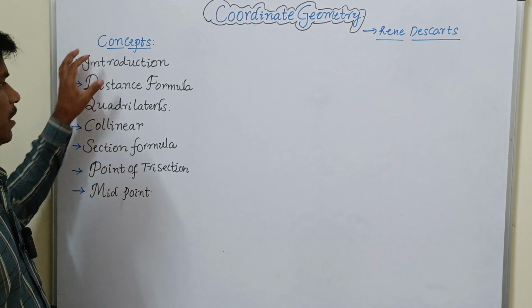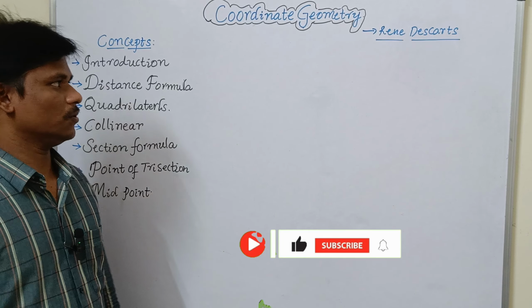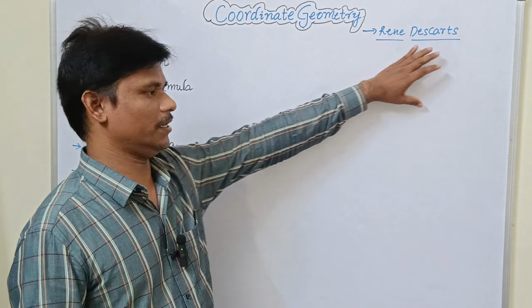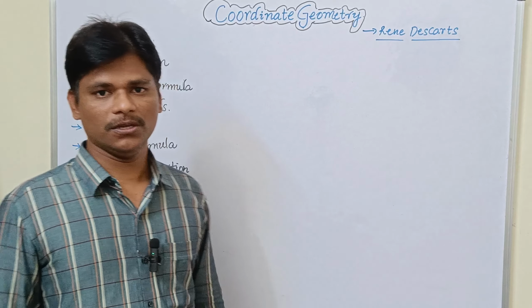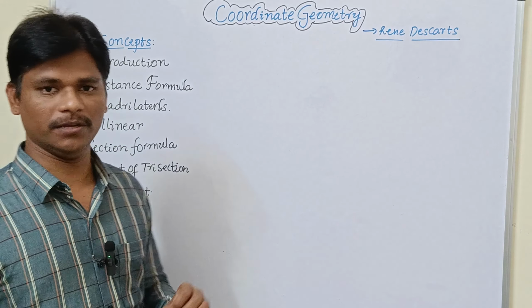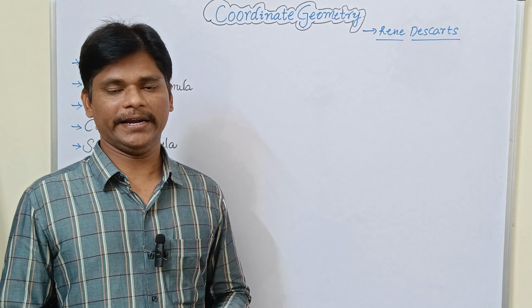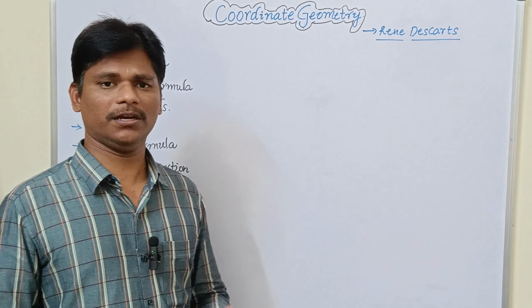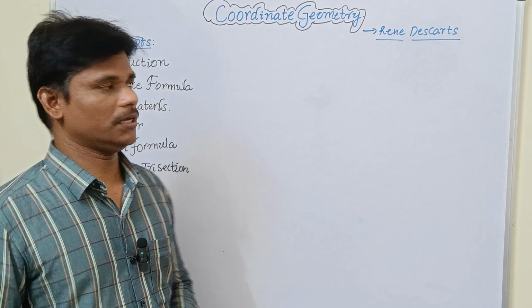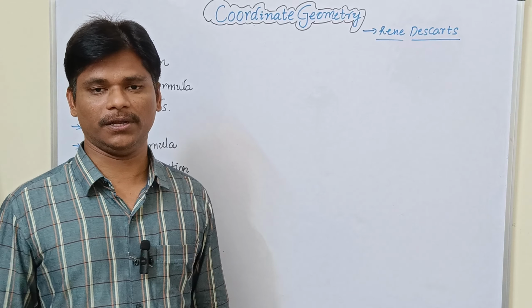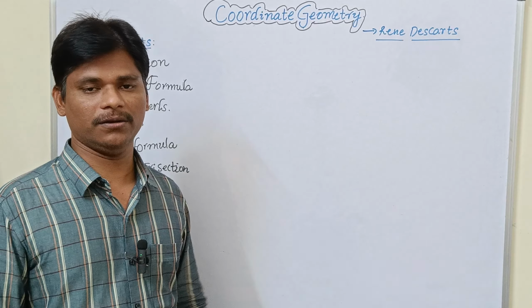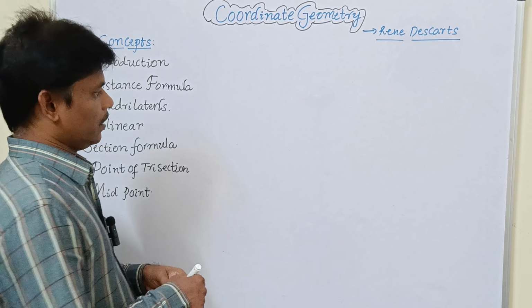So first we will discuss the introduction. Here the father of coordinate geometry is Rene Descartes. He implemented the coordinate plane, or XY plane, another name for the Cartesian plane. So he implemented the Cartesian plane. Now we will discuss how the coordinate plane is explained.